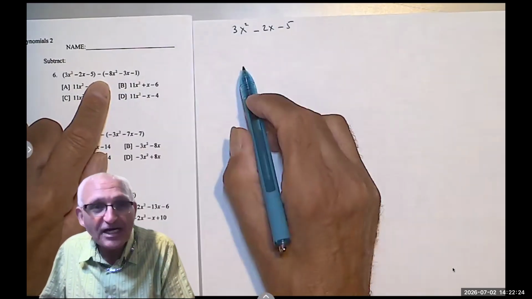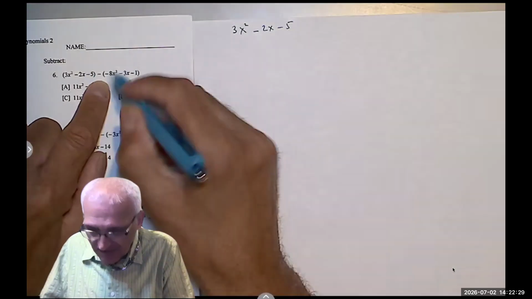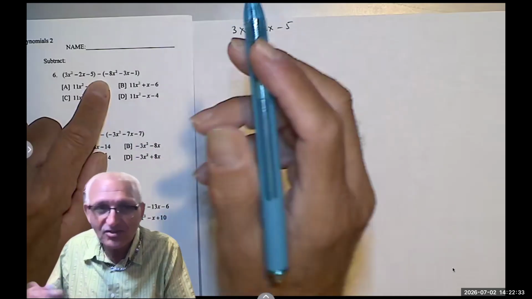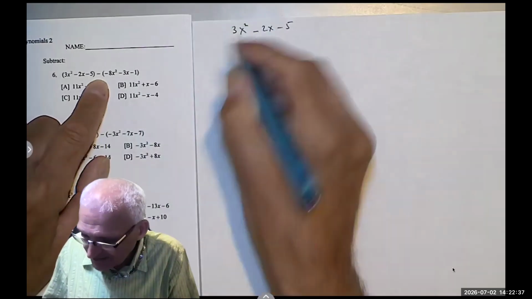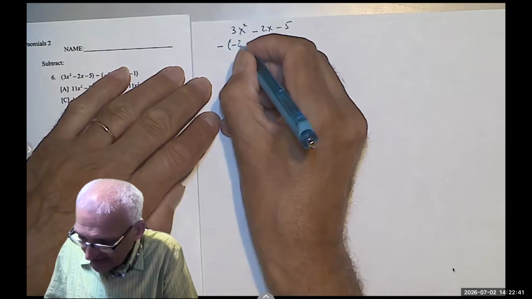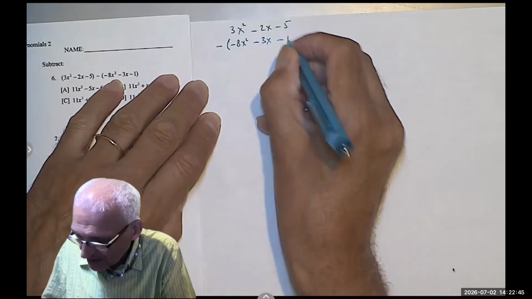I'm going to do the subtraction, and then I'm going to tell you something, because some students, when there are positives and negatives, they get confused. They forget to distribute the negative sign. But anyway, we'll do it later. So minus negative 8x squared minus 3x minus 1.